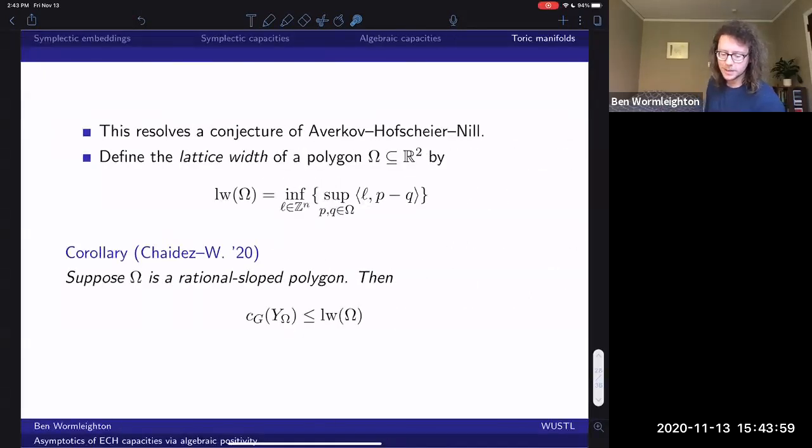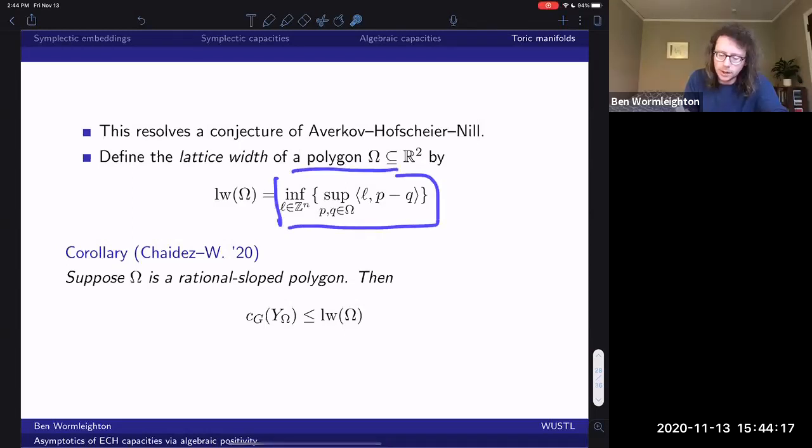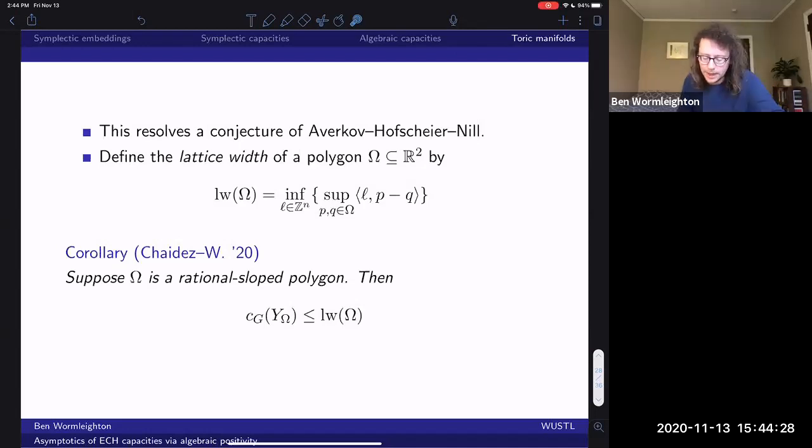And this actually turned out to be a key ingredient in proving a conjecture of Averkov, Hofscheier, and Nill. I'm not going to dwell too long on this definition. They conjectured a combinatorial bound on the Gromov width of toric surfaces. It's given by something called the lattice width, some combinatorial expression. And we completed the proof of their conjecture as an immediate corollary of monotonicity. We obtained that if omega is some rational slope polygon, then the Gromov width of Y omega is bounded above by this lattice width. So this is a purely combinatorial bound on the Gromov width. Okay.